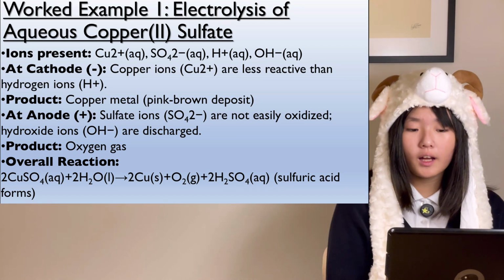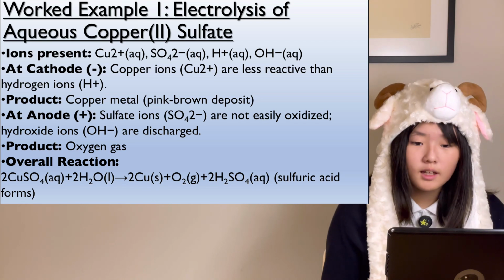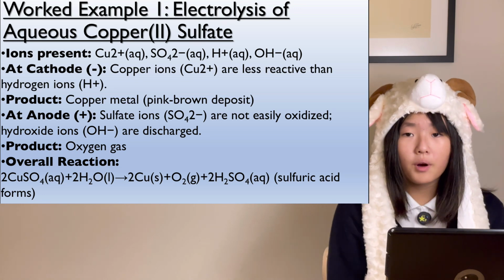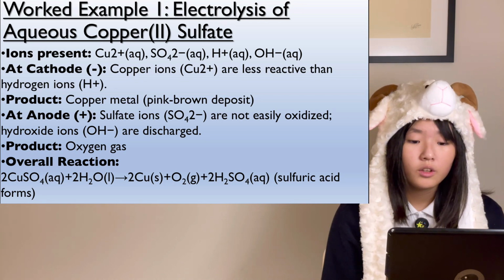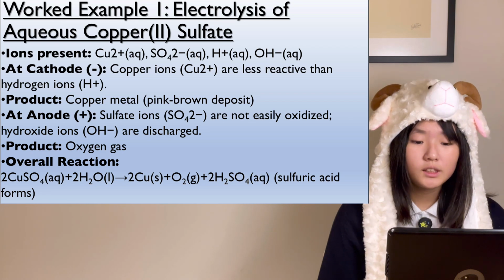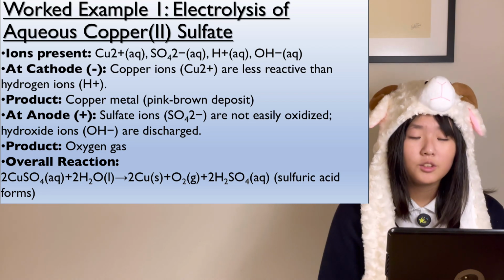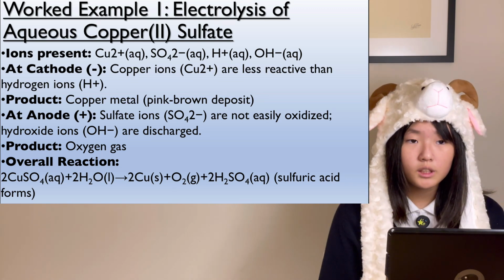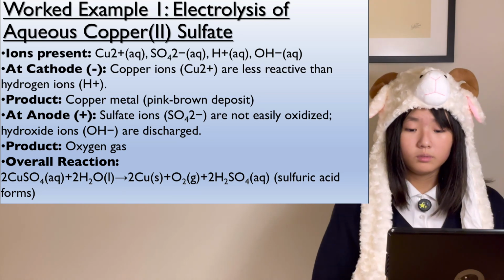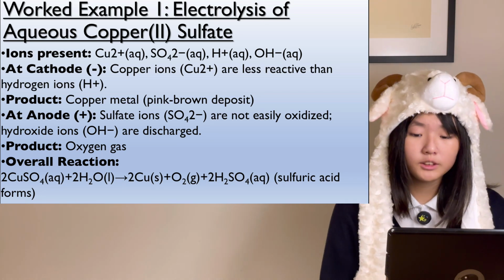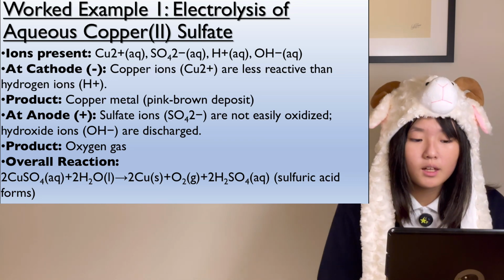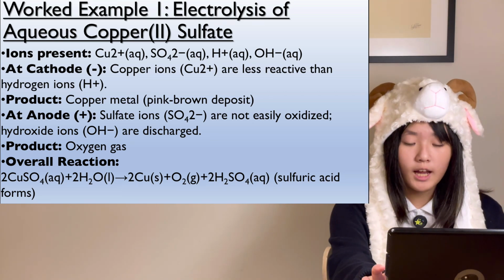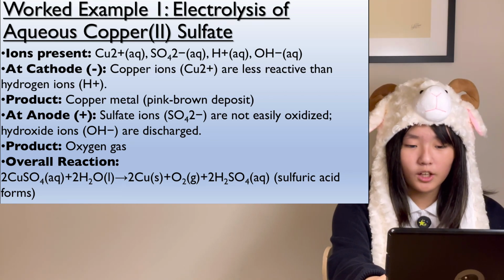At the anode, sulfate ions, SO4 2-, are not easily oxidized. Hydroxide ions, OH-, are discharged. The product from this is oxygen gas. The overall reaction is 2CuSO4 (aq) + 2H2O (l) becomes 2Cu (s) + O2 (g) + 2H2SO4 (aq), which means that sulfuric acid forms as well as oxygen gas and copper as a solid.